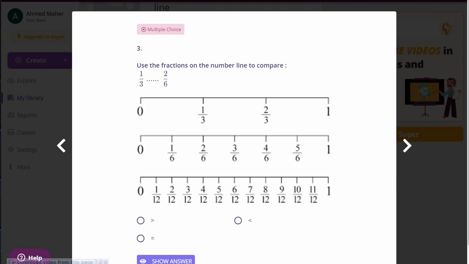Muhammad al-Najjar, go ahead. 1/3 and 2/3. Two sectors. Sorry, 2 sectors. Okay, equal. Excellent. It's equal because they name the same location.